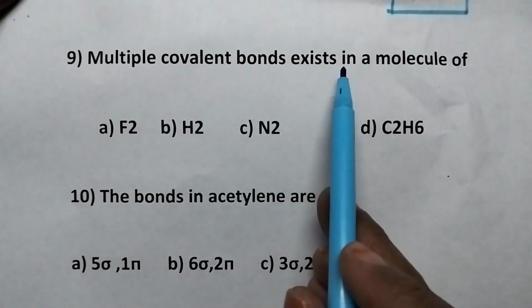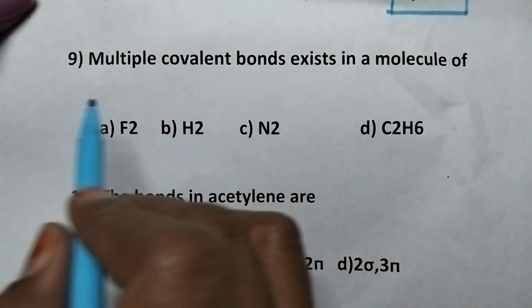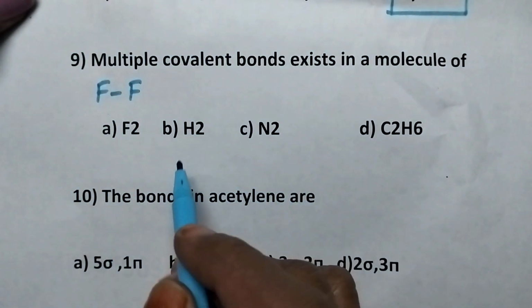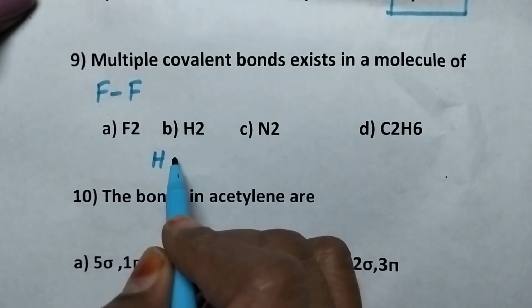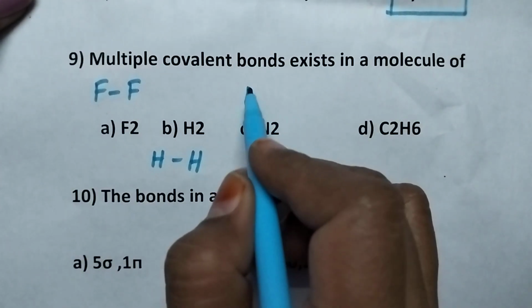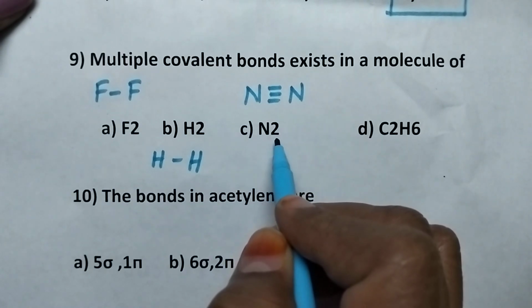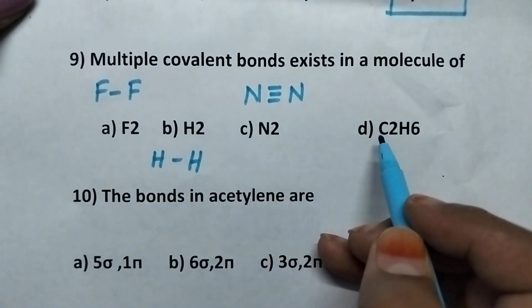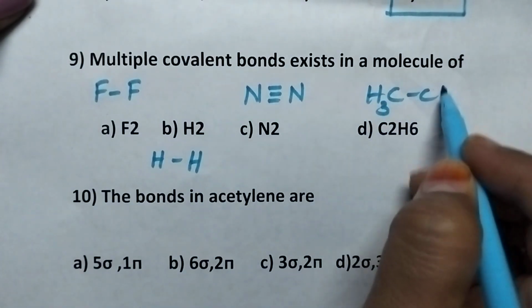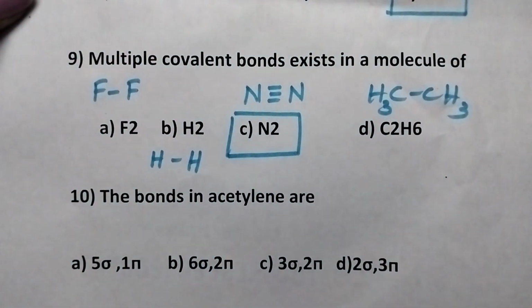Multiple covalent bonds exist in a molecule of. Here we have to consider the structural formula. Coming to the first option, fluorine, a single bond is present between the two fluorine atoms. Coming to the hydrogen molecule, here also a single bond is present. Coming to option C, the nitrogen molecule is formed through 3 covalent bonds, so the nitrogen molecule contains multiple bonds. And coming to option D, it is ethane. Again it contains all single bonds, and hence option C, the nitrogen molecule, contains multiple bonds.